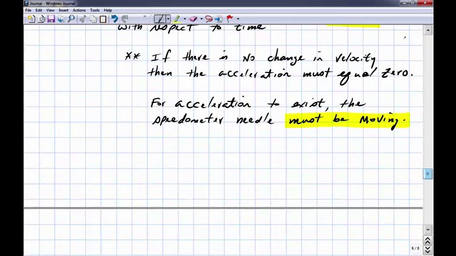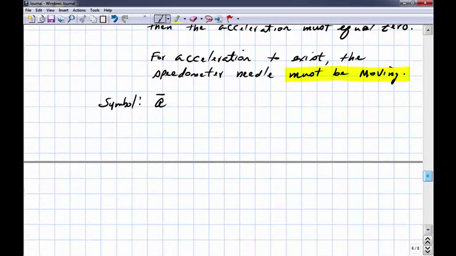Now, the symbol for average acceleration is an A, and you know what we use for signifying average, right? It's a line on top. Average acceleration, again, is symbolized with an A and a bar on top. The equation for it is the change in velocity with respect to time, which can be expanded into v final minus v initial divided by change in time.